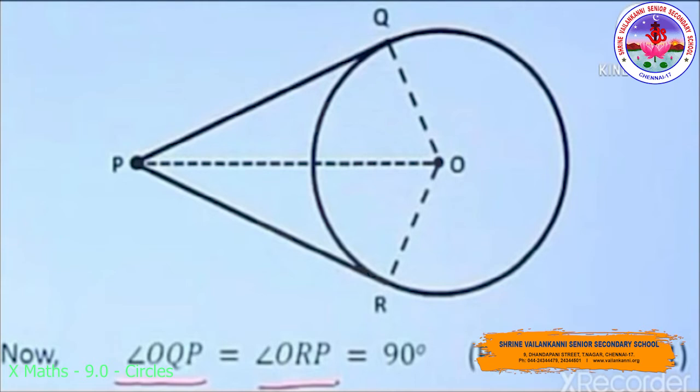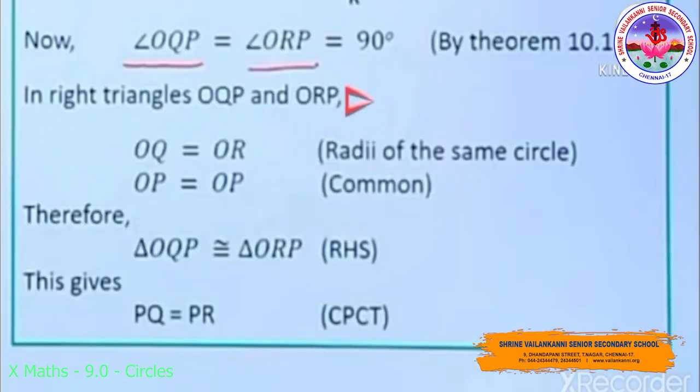So in this case, we find that the hypotenuse is OP, where OP is common to both the triangles, and one side has OQ and the other has OR. So OQ is equal to OR. So I can use the RHS criteria here to prove the congruence. Coming to the right triangles OQP and ORP, we know that OQ is equal to OR because they are radii of the same circle, and OP is common to both the triangles, which is nothing but the hypotenuse.